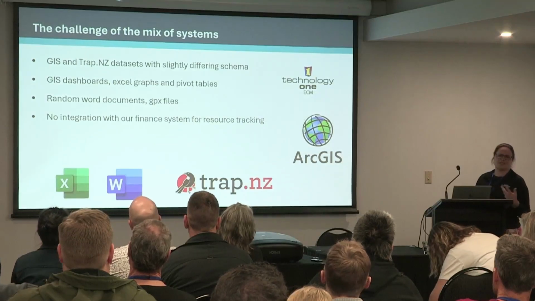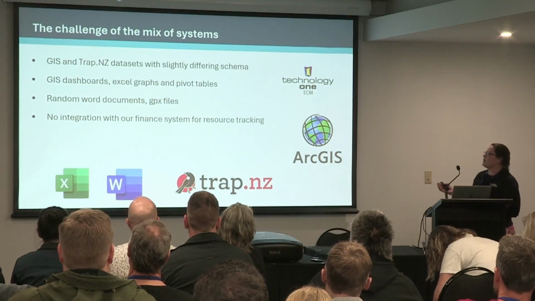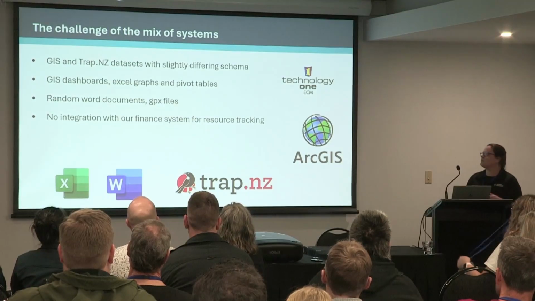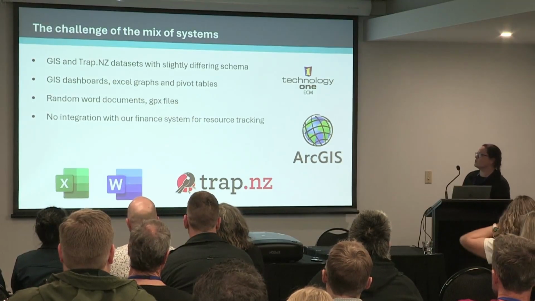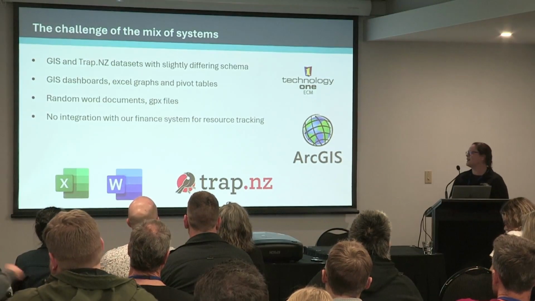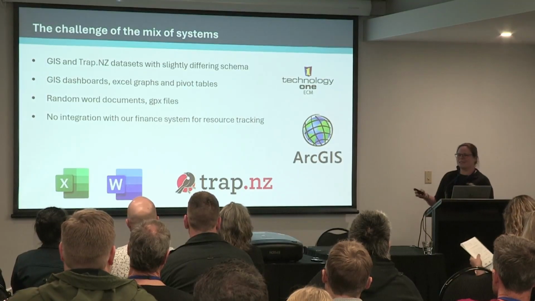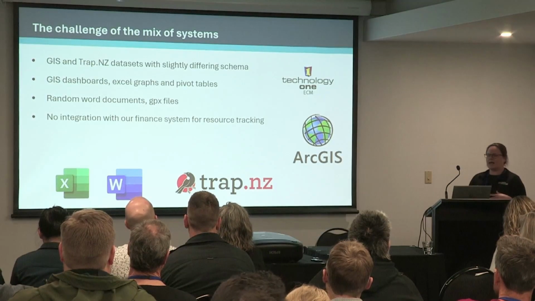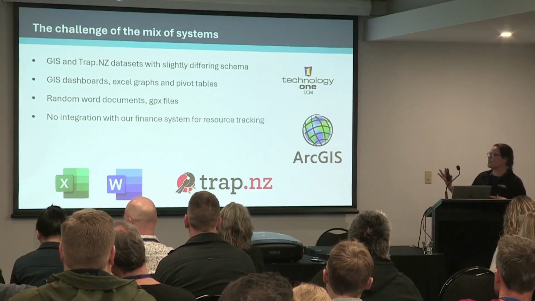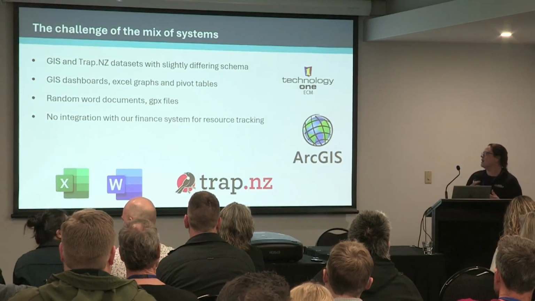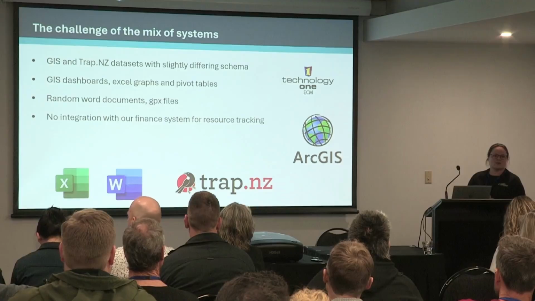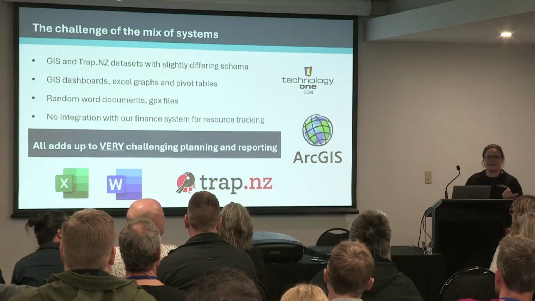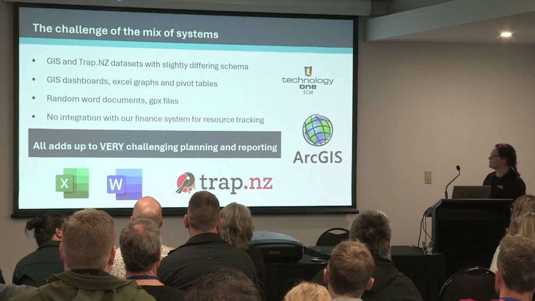We've also got the challenge of a mix of systems. We've got data going into GIS, TrapNZ with slightly different schema. We've got GIS dashboards, Excel graphs, pivot tables, random Word documents, GPX files. Everybody's trying to do their own thing. And we had no integration with our finance system either, which means that resource tracking is also really hard work. All of this adds up to really challenging planning, really challenging reporting.